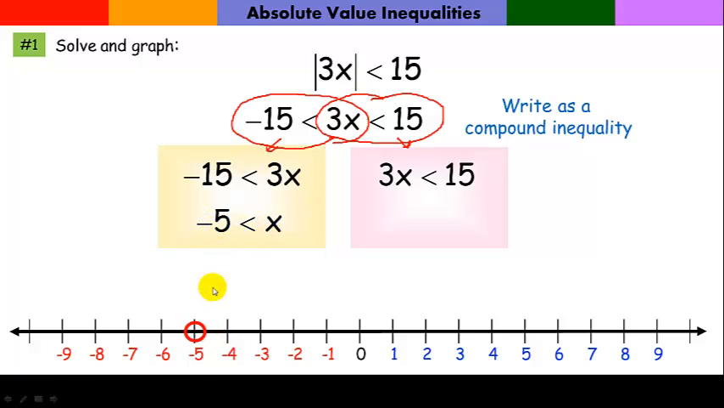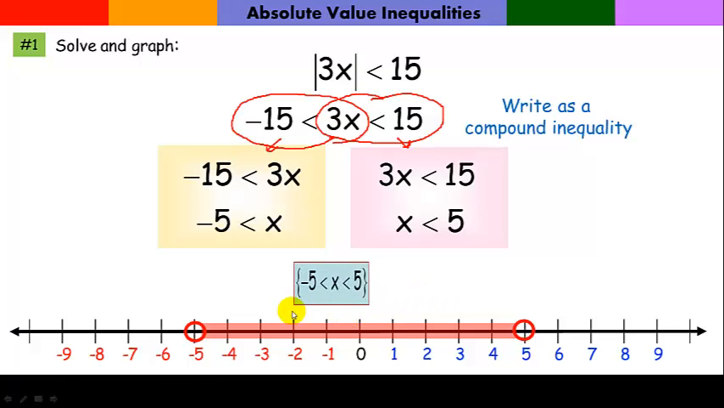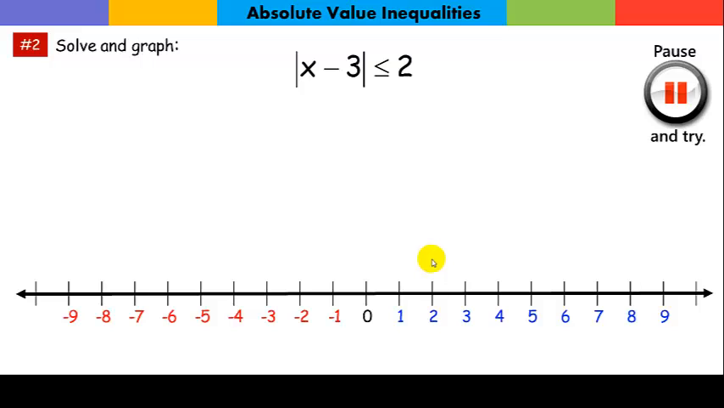I have x is greater than negative 5. Here's my boundary point. Divide by 3. I have x is less than 5. All x is less than 5. All x is greater than negative 5. That's my solution set, or at least the graph of my solution set. And my solution set is here. All x's that are less than 5 and greater than negative 5. Okay? Let's see if you can figure out how to do this one.